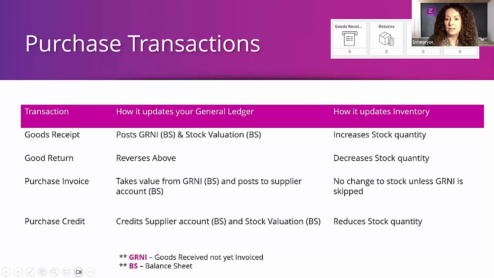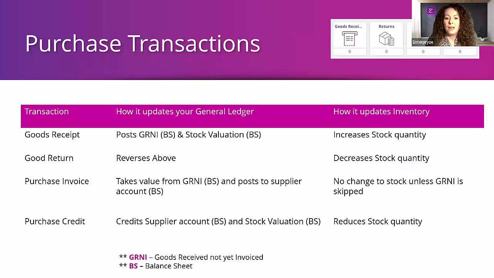So this is where stock has been received in, and it's now being recognized as waiting to be invoiced, hence the goods received not invoiced, which is the GRNI account here. But in terms of our actual inventory, it increases the stock quantity. So as you can see there, the goods return reverses the above, and of course decreases the stock quantity. So we're returning stock to our supplier.